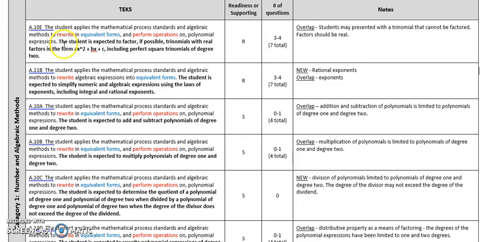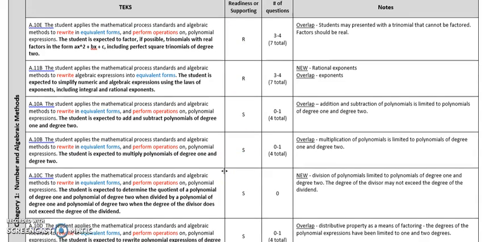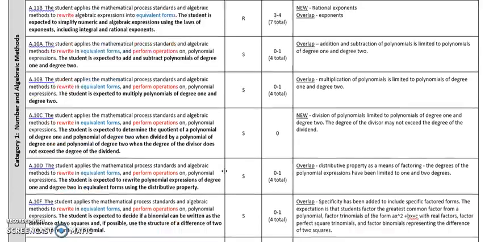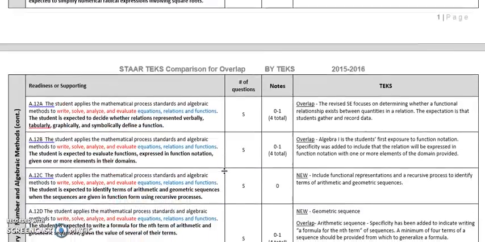So this particular TEK, the student is expected to factor, if possible, trinomials with real factors in the form of ax squared plus bx plus c, including perfect square trinomials of degree 2. That is a readiness standard. You can expect 3 to 4 questions, just like we talked about. And it is overlap. Okay, so that's how you read the document. We did put our readiness first and supporting to follow. So I'm going to scroll through it because there are a couple of interesting things that I want you to see as we move through.